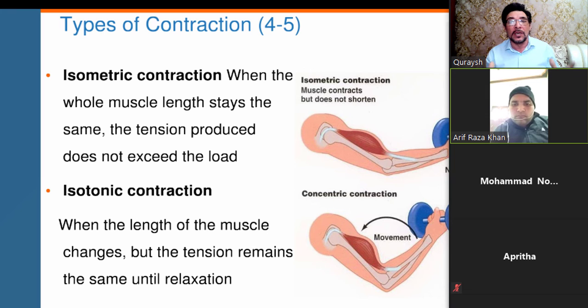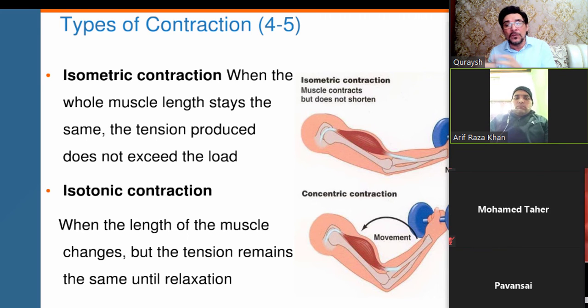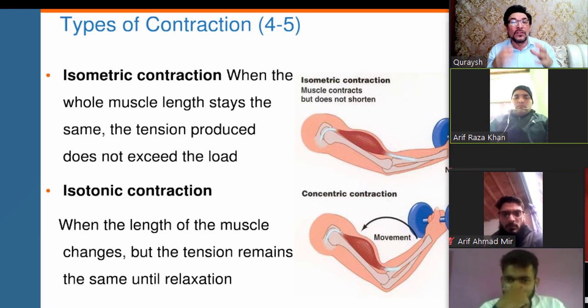Isometric contraction involves sarcomere shortening and increasing muscle tension, but doesn't move a load, as the force produced cannot overcome the resistance provided by the load. The second type is an isotonic contraction, where the tension in the muscle stays constant. A load is moved as the length of the muscle changes, shortens.